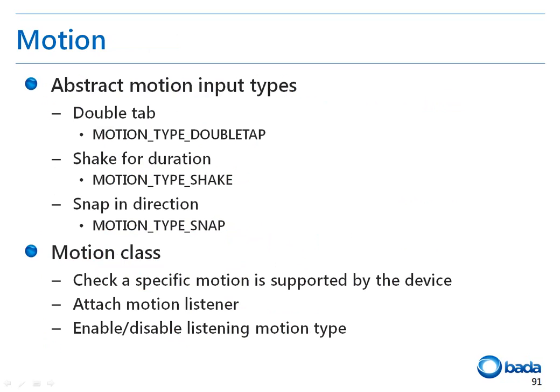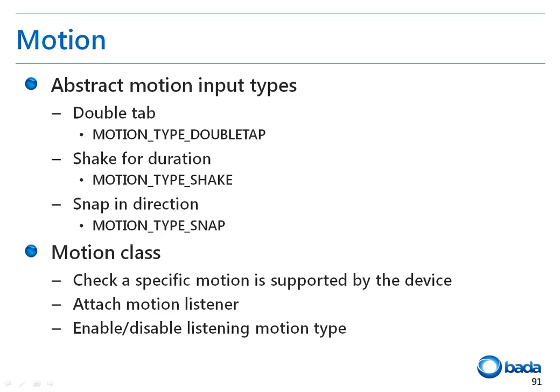Now, let's have a look at the motion features. Motion provides functions to get user input in an abstracted high-level form. There are functions that get abstracted input, such as double taps, like when the user touches the device twice, whether the user is shaking the device, using the accelerator of the device, and snap motion, when the user stops while moving the device in one direction quickly.